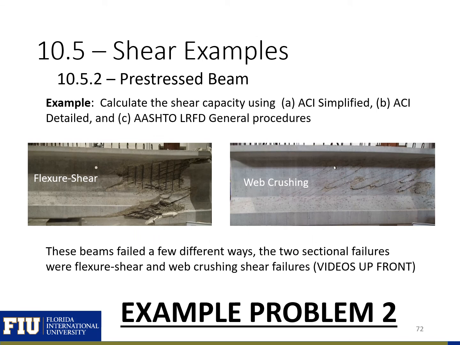So this example goes along with the two failures that we saw earlier. This is the beam that had a flexure shear failure and a web crushing failure from the videos up front. So at this point, you can pause this presentation and go to example problem 2.